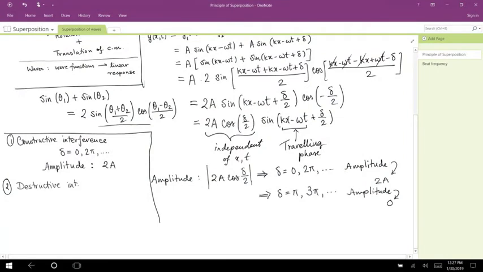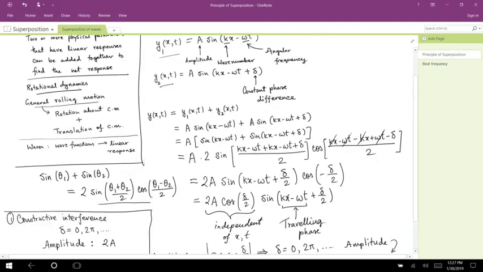Now there's another kind of interference which is destructive interference. And of course, destructive interference happens when delta is some odd multiple of pi, so pi, 3 pi, etc. And there, for destructive interference, the amplitude of the wave goes to 0. Okay, so this is an amplitude analysis for the waves.